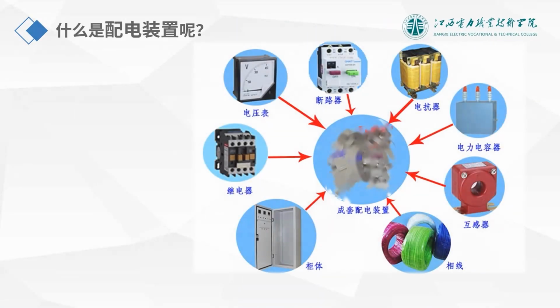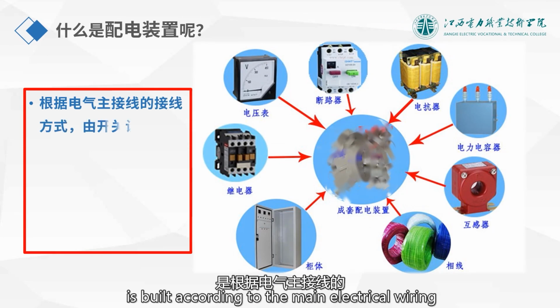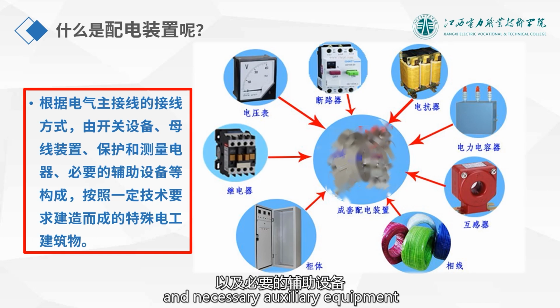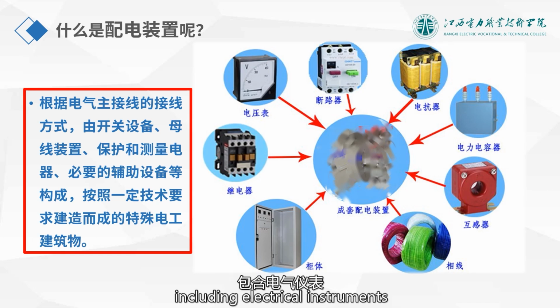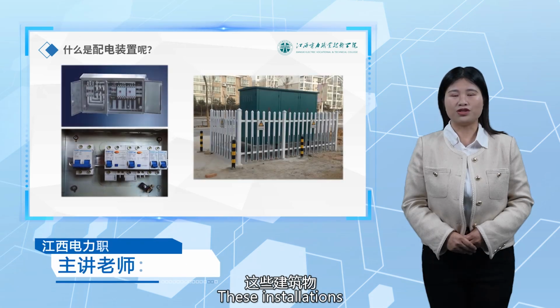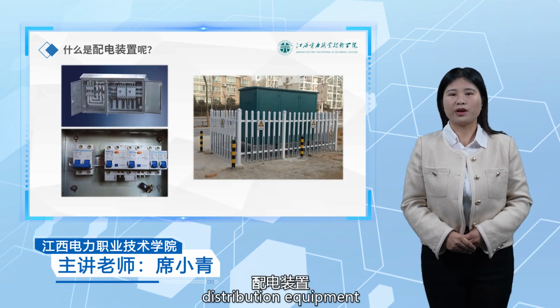By definition, distribution equipment is built according to the main electrical wiring method consisting of switchgear, busbar systems, protective and measuring devices, and necessary auxiliary equipment, including electrical instruments, circuit breakers, reactors, capacitive transformers, constructed according to certain technical requirements, formed into special electrical installations. These installations we call distribution equipment.